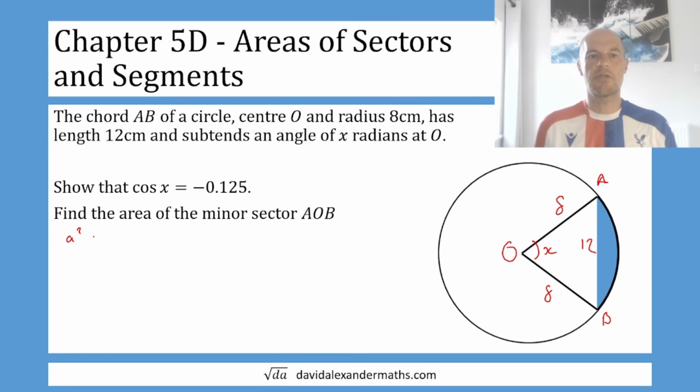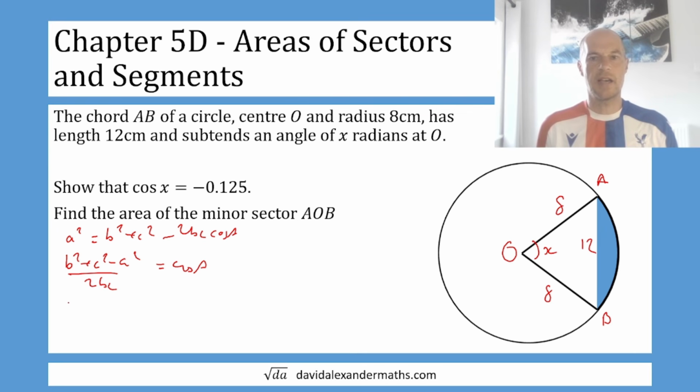We know the cosine rule is a squared equals b squared plus c squared, take away 2bc cos a, or we can just rearrange this as b squared plus c squared minus a squared over 2bc is the cos of a.